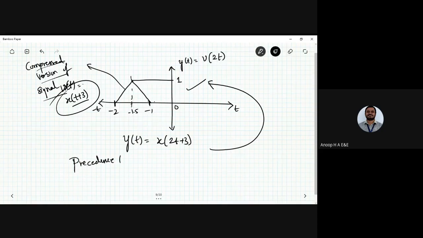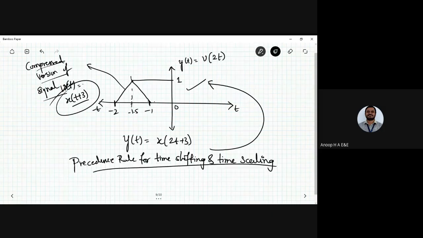Precedence rule for time shifting and time scaling. That is what you can see here.